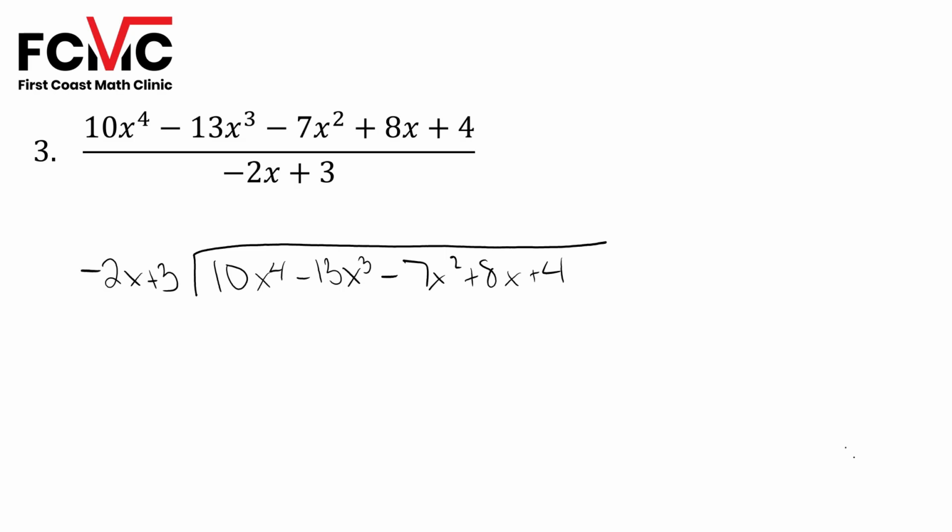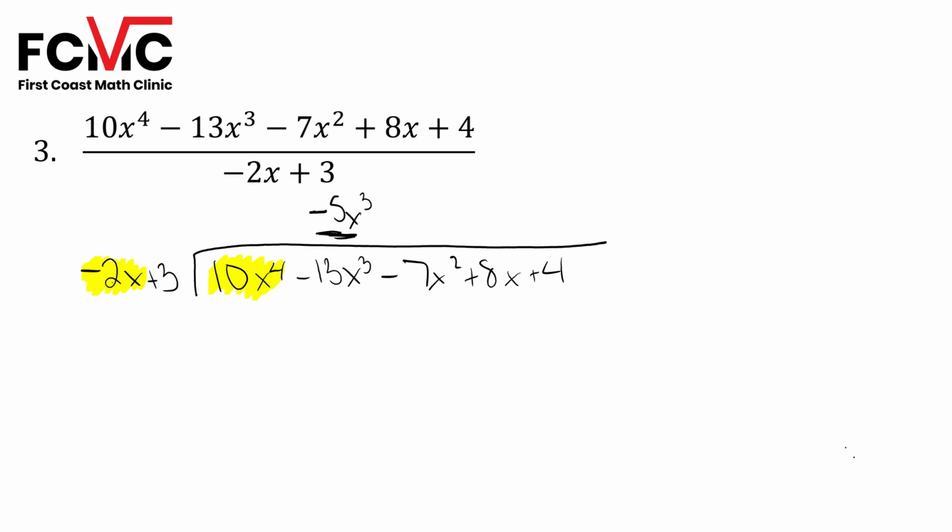So we're going to start this the same way, and since we're dividing by a binomial, we're going to start 2 terms over, so we're going to start right here. Our quotient's going to start right there. And we're looking at the leading term, negative 2x. Well, what do we have to multiply negative 2x by to get it equal to a positive 10x to the 4th? I can multiply by negative 5x to the 3rd.